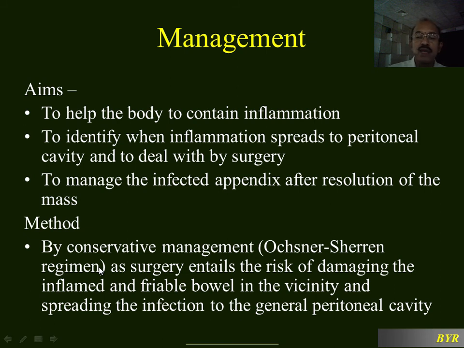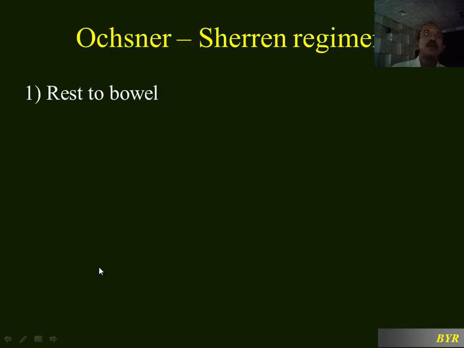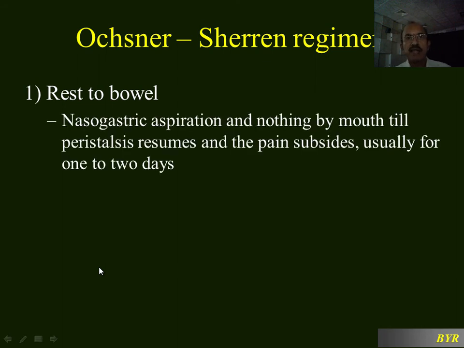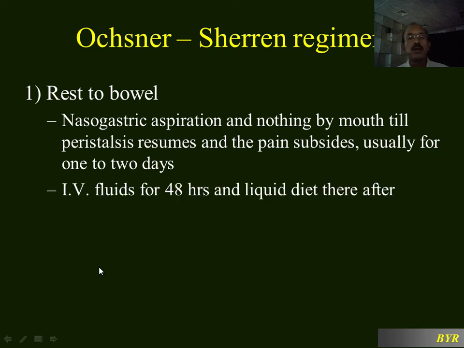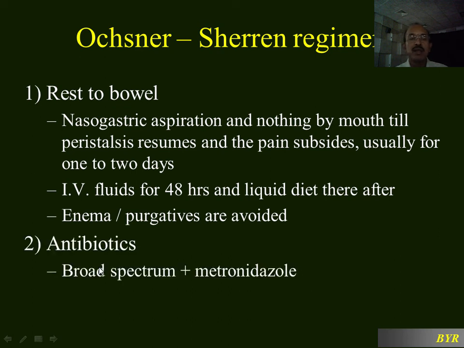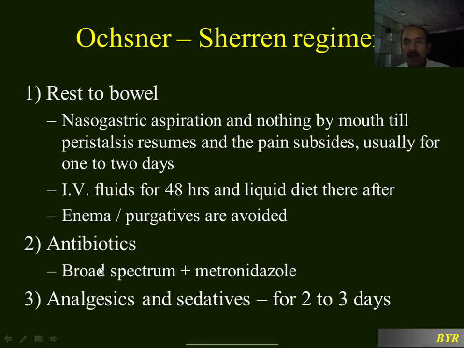As surgery entails the risk of damaging the inflamed and friable bowel in the vicinity and spreading the infection to the general peritoneal cavity. The Ochsner-Sherren regimen: rest to the bowel by nasogastric aspiration, nothing by mouth till peristalsis resumes and pain subsides, usually for 1 or 2 days. IV fluids and liquids thereafter. Enema or purgatives are avoided. Antibiotics, broad spectrum with metronidazole. Analgesics and sedatives for 2 to 3 days.